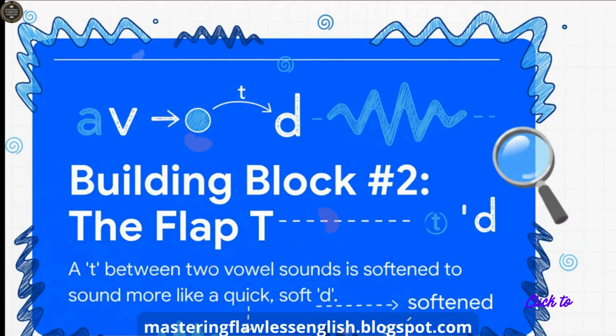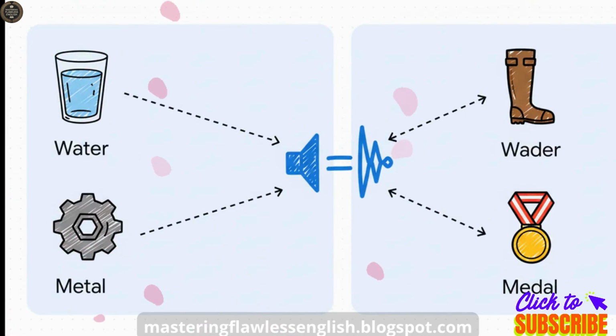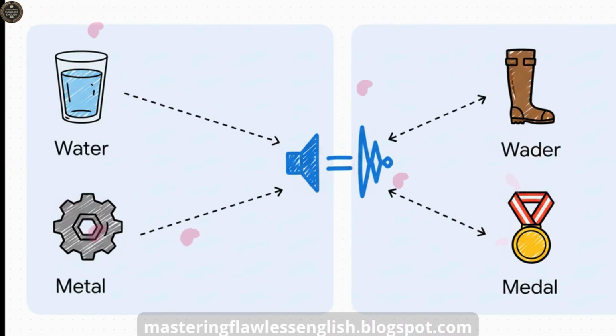This one is huge. So when a T is sandwiched between 2 vowel sounds, it's almost never pronounced as a hard T sound. Instead, it softens into this quick, light D sound. This one simple rule is absolutely crucial for creating that smooth, flowing American sound. And what's so interesting, kind of crazy really, is how this one rule can make completely different words sound identical. Just listen to this. Water becomes waiter. Metal becomes medal. They sound exactly the same. That's the flap T doing its thing.